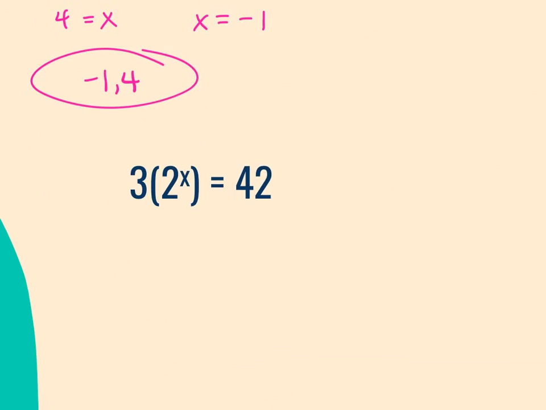Okay, this one, oh, I didn't have a, yeah. This is actually 3, and then 3 is part of the equation. So before I can even mess with the base on here, I have to get the exponential base by itself. So the first thing I'm going to do is get rid of this 3. I'm going to divide both sides by 3, and I get 2 to the x equals 14.